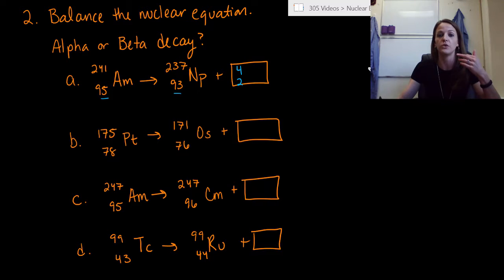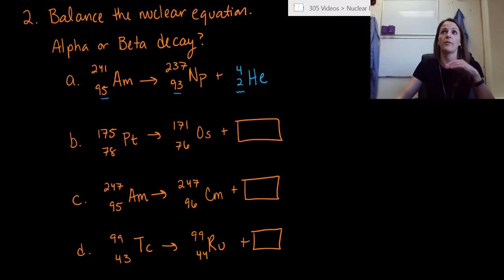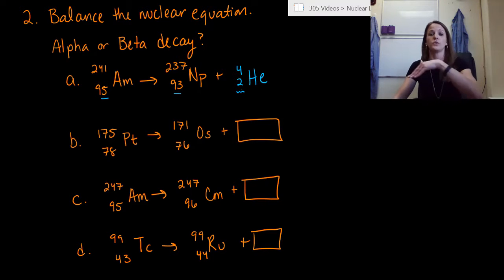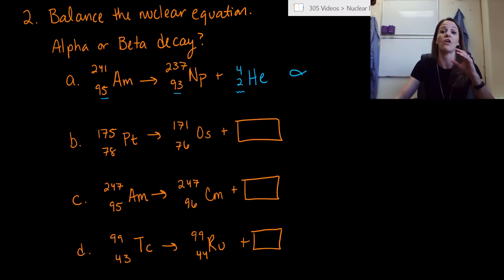Anytime you see 4 and 2, you should immediately be thinking that you have an alpha particle, so you'd write it as He. If you're not there yet, you can see that 2 is the atomic number for helium by looking at the periodic table. Then you could end up with your 4,2 helium or helium-4. Definitely an alpha particle. This is definitely alpha decay.